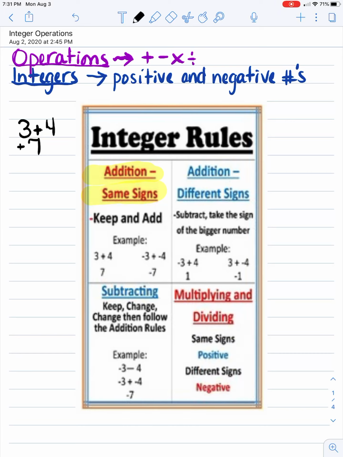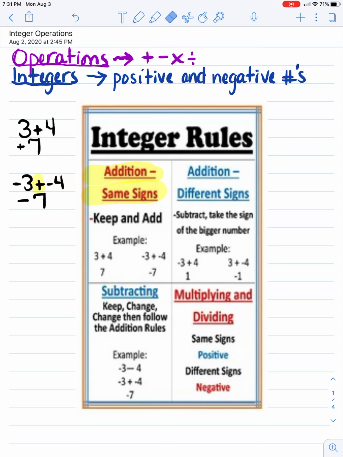The next example they give is negative 3 plus negative 4. I'm adding. I know I'm adding because there's a plus sign in the middle. I'm adding 2 negatives, so I keep the negative and I add the numbers. 3 plus 4 is 7.